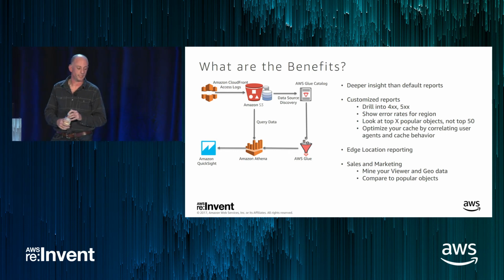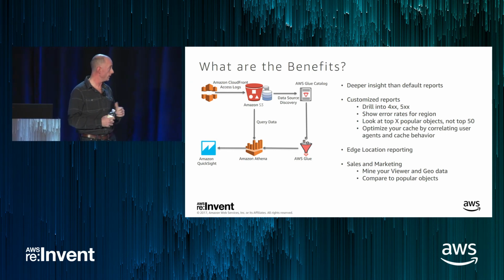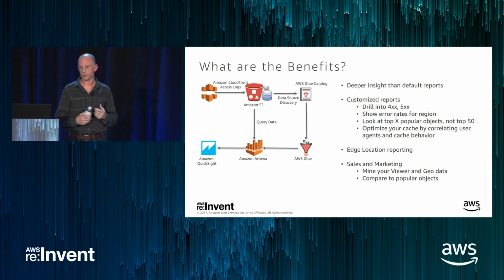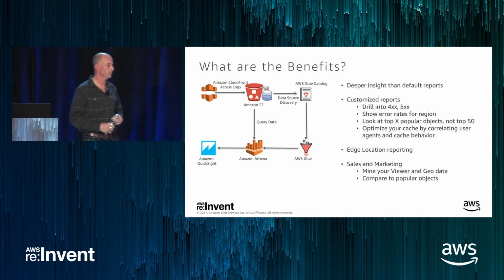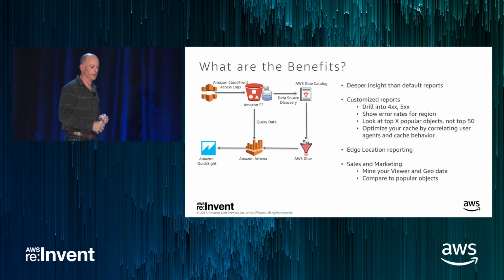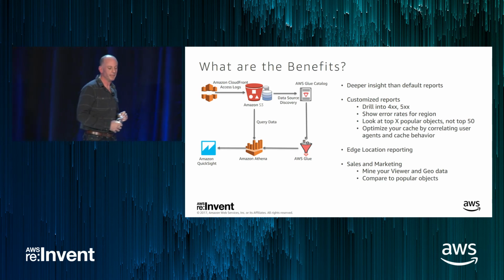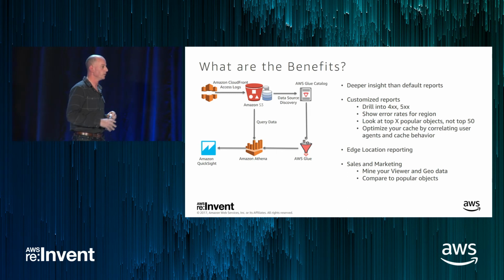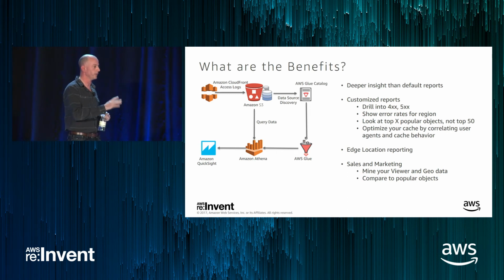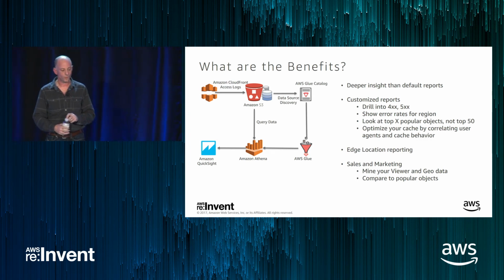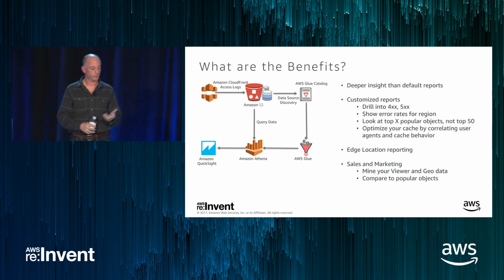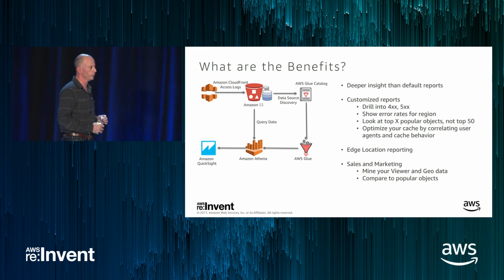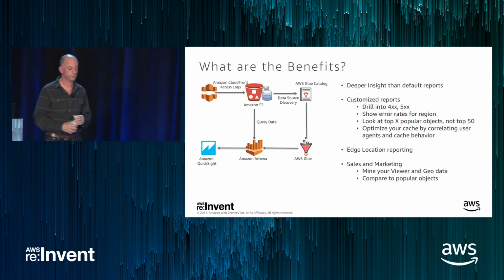And then now you can start to make decisions on these correlations that you are gleaning to optimize your cache. Maybe you now discover that Firefox is the most popular browser in China, or Asia, and you want to start targeting your application for that particular viewer use case or for those particular objects. Sales and marketing can use this information to mine the viewer data that we provide and the geo data to really get a good, deep understanding of who your viewers are and what they want, and maybe even what problems they're coming up against.